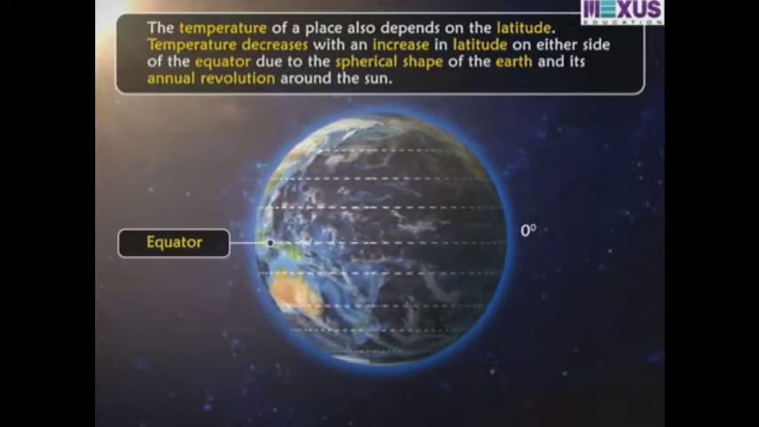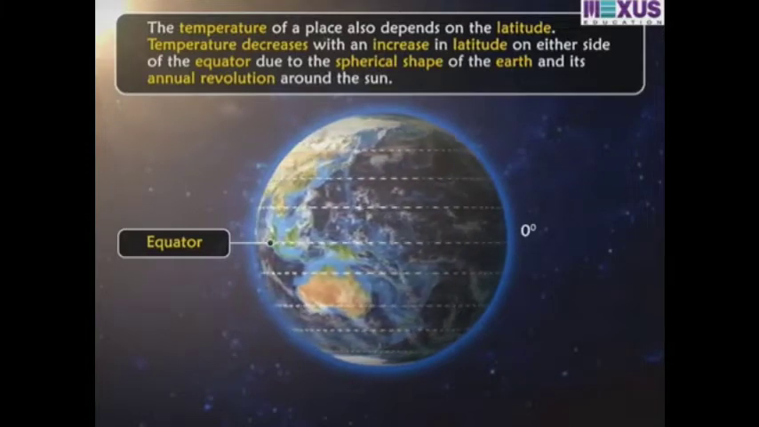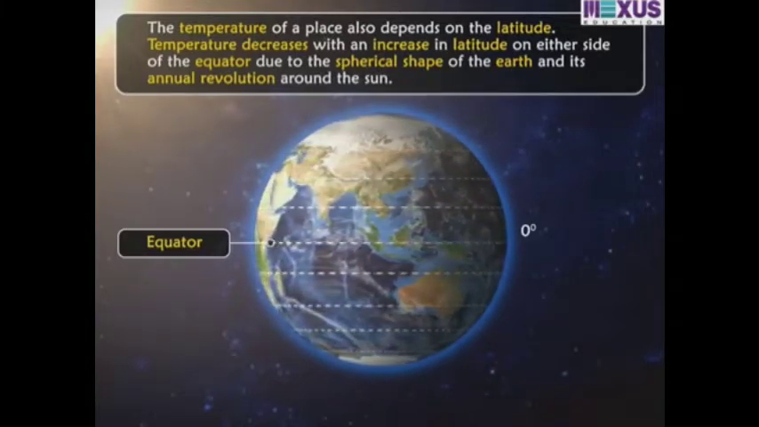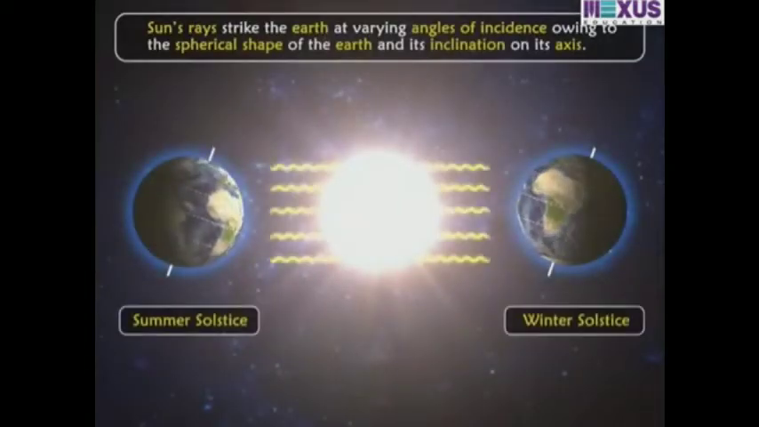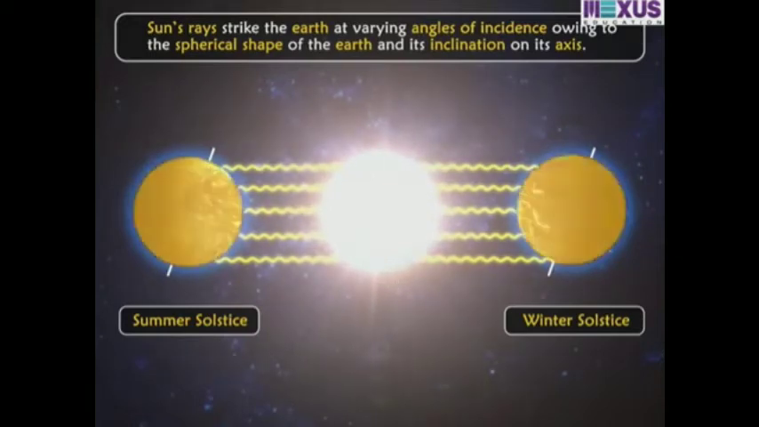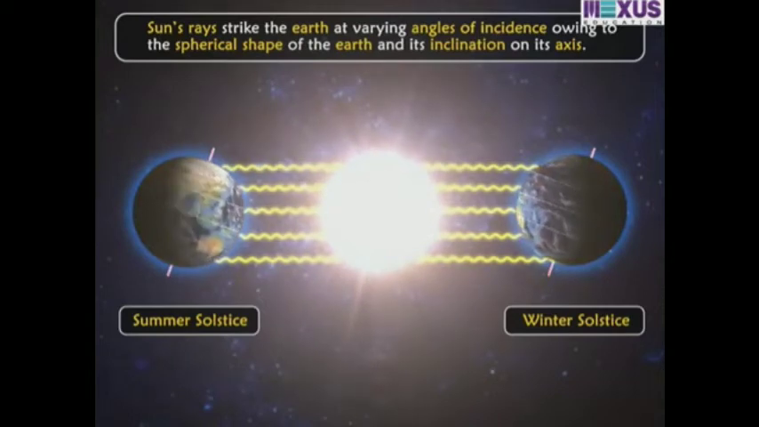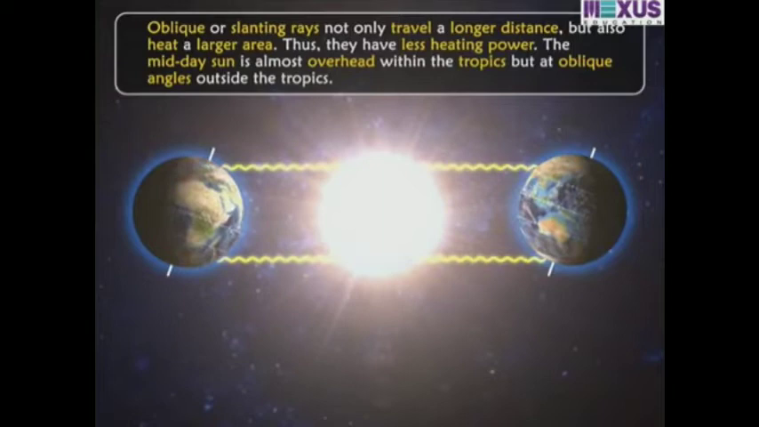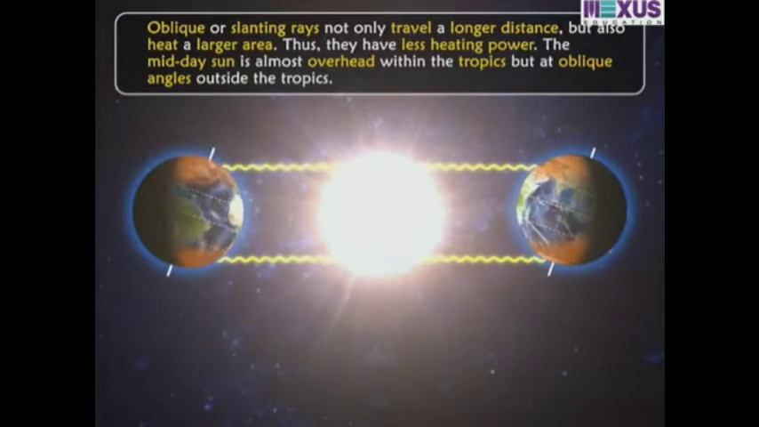So you can see the equator experiences maximum temperature on earth because the sun rays fall vertically. You can see the sun rays fall vertically here. That is why that region receives more energy. You can see that energy is the most intense. That region receives the highest temperature on earth.